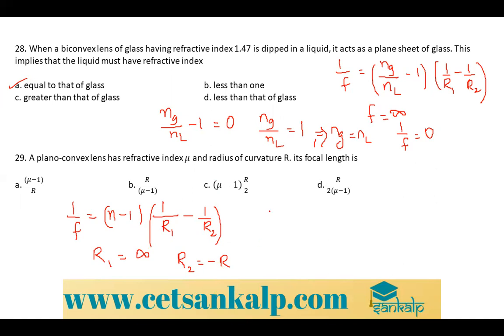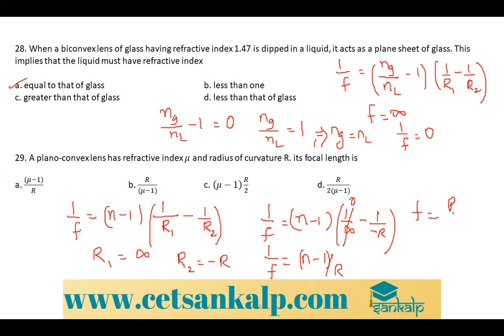So if you substitute that, 1 by f is equal to n minus 1. So 1 by infinity is 0, minus of minus plus. So 1 by infinity minus of r, 1 by infinity is 0. Minus into minus plus. So it is n minus 1 divided by r. That is 1 by f. But f is equal to r divided by n minus 1 is the right answer.